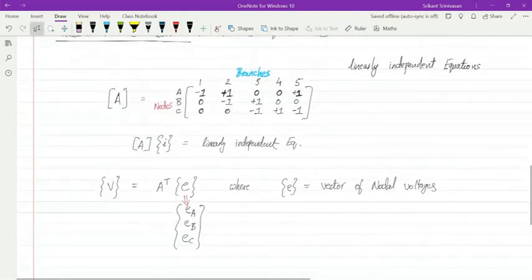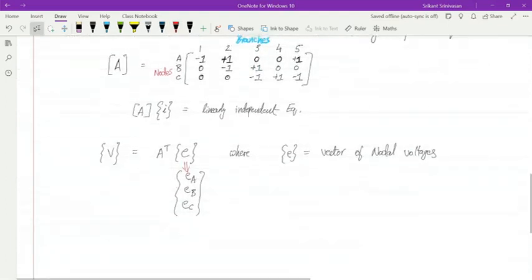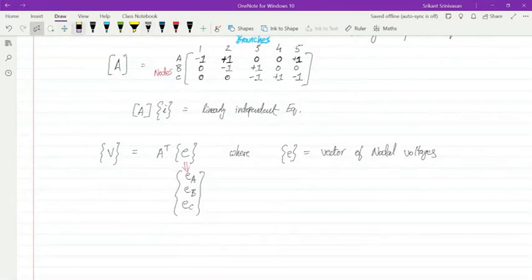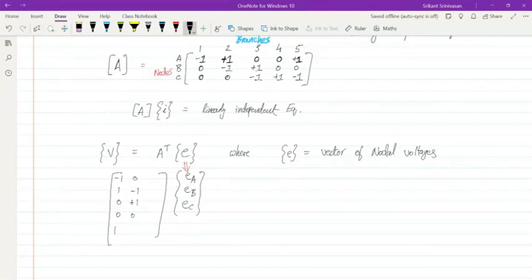Now, if I were to take A transpose, how do I write A transpose? You guys have already done this in linear algebra. Columns are changed into rows: -1, 1, 0, 0, 1, then 0, -1, +1, 0, 0, and 0, 0, -1, +1, -1. Fine. And now if I were to do this multiplication, then what do I get?